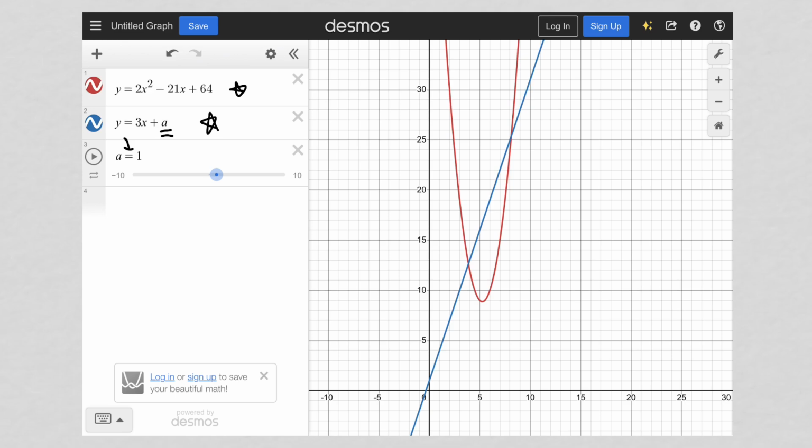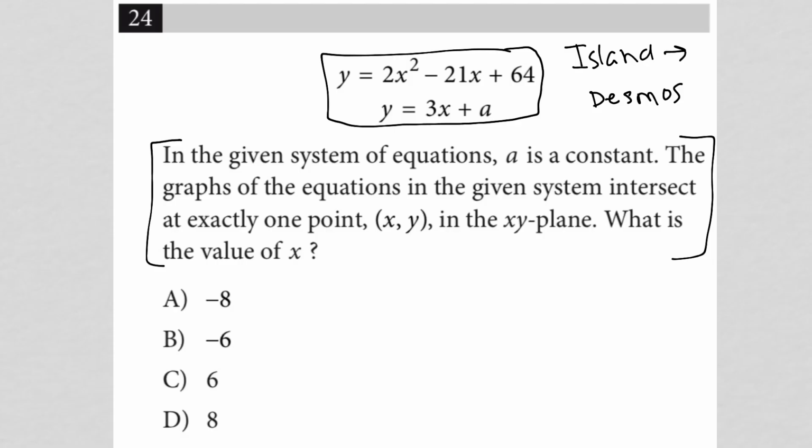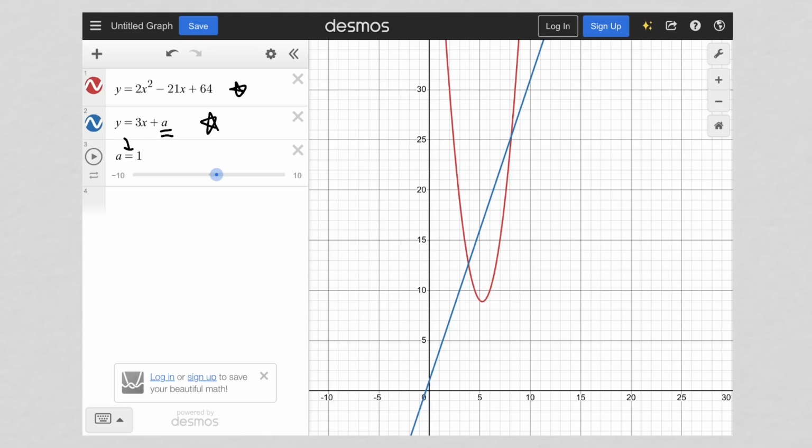The graph you see is exactly the graph you should get when you plug in exactly what the question tells us from the beginning. We then read on to say, in the given system of equations, A is a constant. The graphs of the equations in the given system intersect at exactly 1 point. Well, that's interesting because when I graph it, they do not intersect at exactly 1 point. They intersect at 2 points, right there and right there. So that tells me that I need to slide my A value, either left or right, in order to make these two graphs intersect at only 1 point.